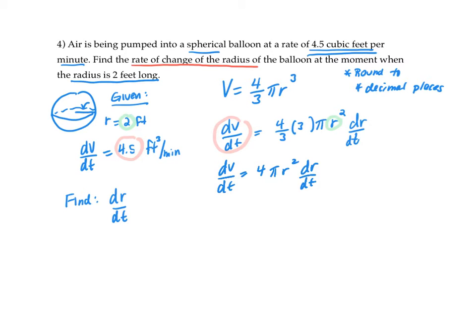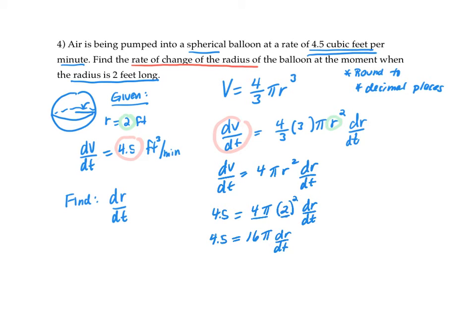The rate of change of the volume with respect to time, or dV/dt, is 4.5. We have 4 times pi. We're looking at the moment in time when the radius is 2, so plug 2 in for r, and we're going to square it. And then we're solving for dr/dt. So simplify that right-hand side, and we have 4.5 is equal to 16 pi, because 2 squared will give us 4, times the 4 pi that's already there. So we have 16 pi dr/dt.